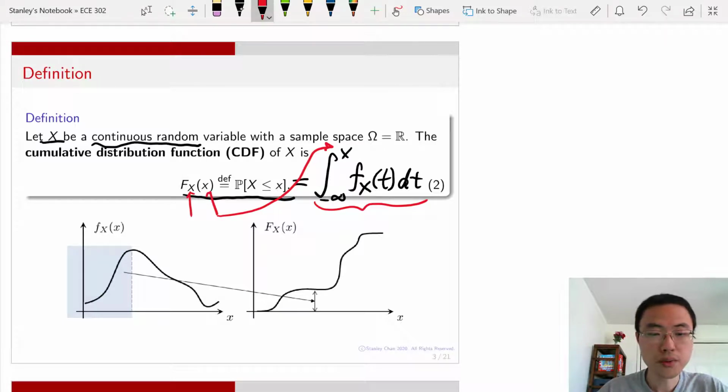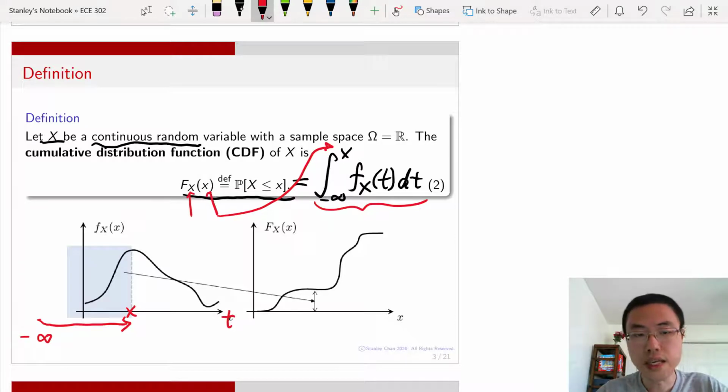So let's imagine that we have a function. So this is a PDF. This PDF, of course, it has to be positive. And then we're integrating from minus infinity all the way to this point x. Okay, so here is from minus infinity to x, and this is the dummy variable t. So I'm integrating this function from minus infinity to x. That will give me the right-hand side of this definition.